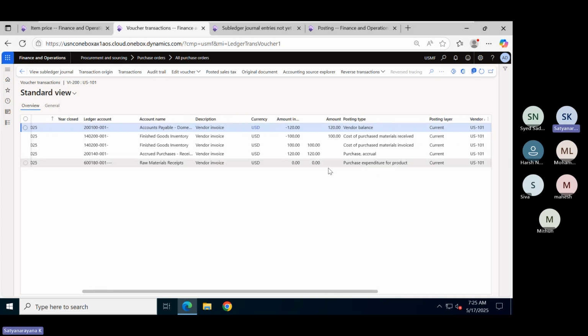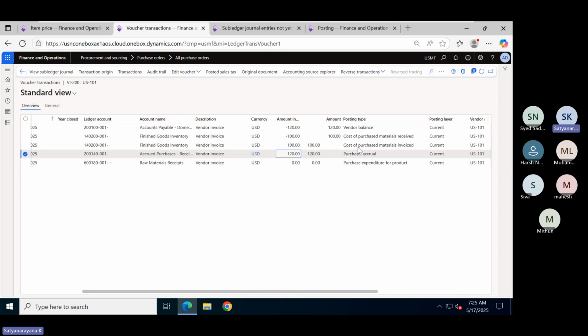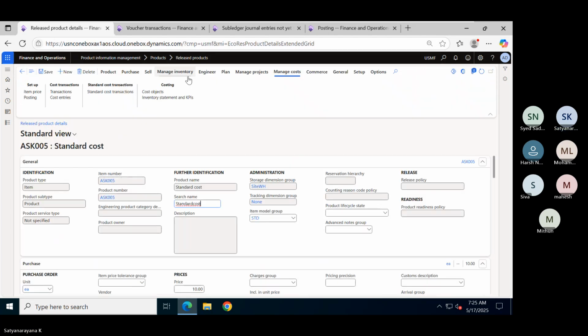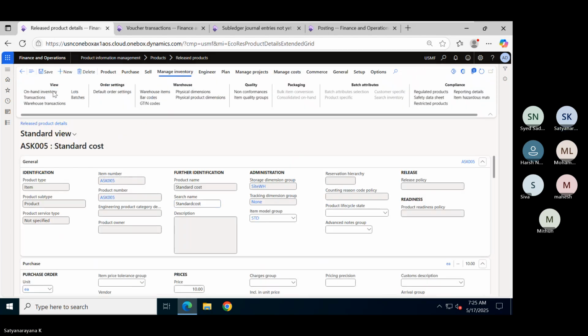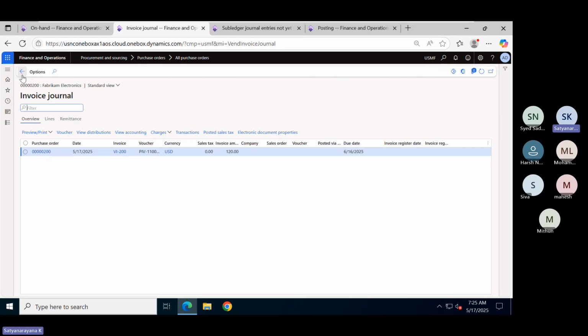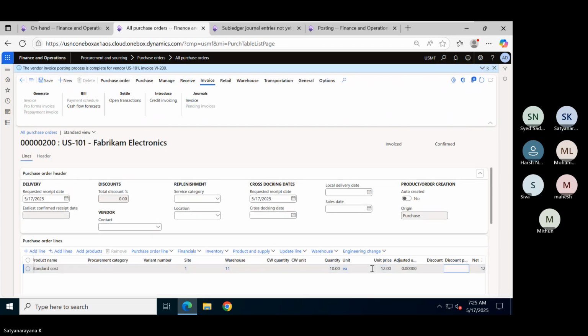For vendor, we are paying $120. So accrual is $120, but cost of material invoice is only $100. So if you verify the cost price, it is $10 only, but not 12. Actually, we purchased at the rate of $12. Am I right? We purchased at the rate of $12, but it is updated $10 only.